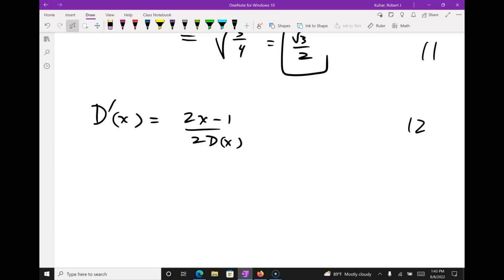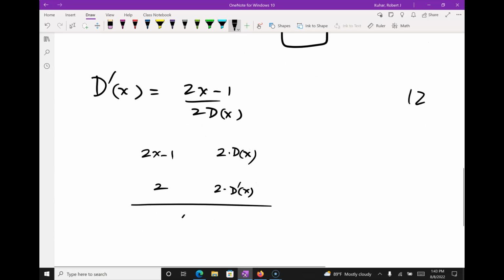All right, quotient rule. Ready? Upstairs function is 2x minus 1. Derivative is 2. Downstairs function is 2 times d of x. Derivative is 2 times d prime of x. And then the downstairs squared is 4d squared of x.